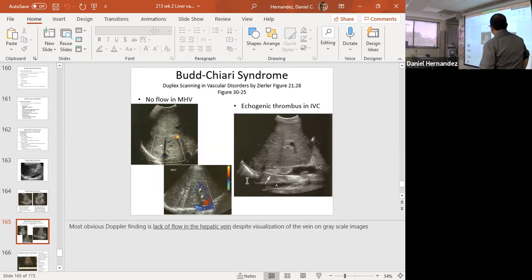So here we have a couple of pictures showing our hepatic vein flow. This is showing the middle hepatic vein coming into our IVC. Most obvious Doppler finding is lack of hepatic vein flow, despite visualization of the vein on grayscale imaging. Here on this side, we could see echogenic thrombus within the IVC. We have our IVC coursing underneath the liver, got a couple areas of thrombus developing.